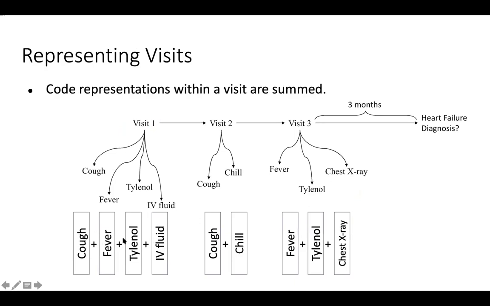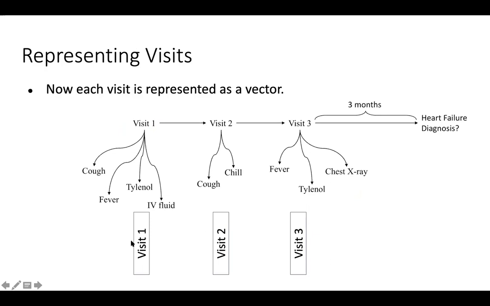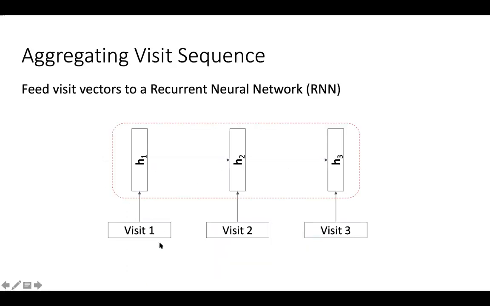We could sum these up, like we summed up the individual medical features. We could sum up all the visit vectors, visit one, two, three, to obtain a single patient representation vector. But that would be suboptimal, because simply summing them up is like a bag of features. If we sum these three up, it means that we don't care about the order of events, about the order of visits. So what we would like to do is push them into the RNN, where the RNN is obviously a sequence encoder.